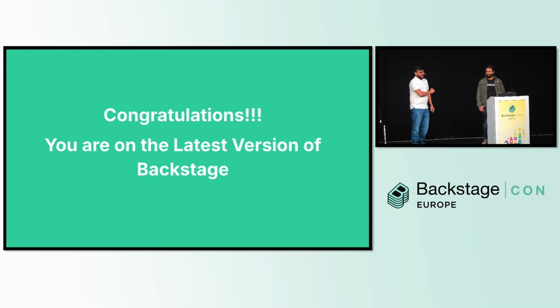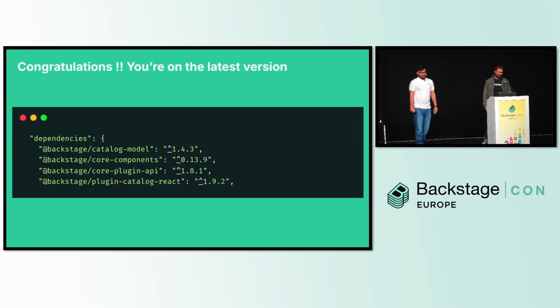Congratulations, you are on the latest version of Backstage. Not just Backstage, but pretty much on the latest version of everything. So you see, there was a small problem that occurred here: when you use a CLI tool to upgrade, it introduces these carets in your package.json file.